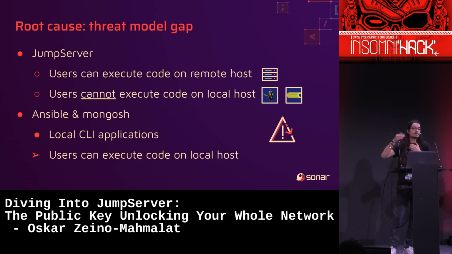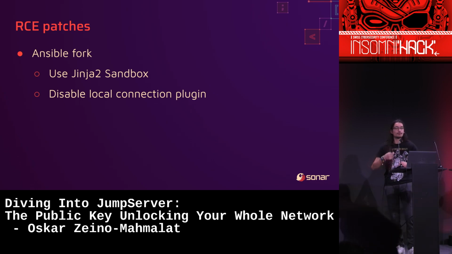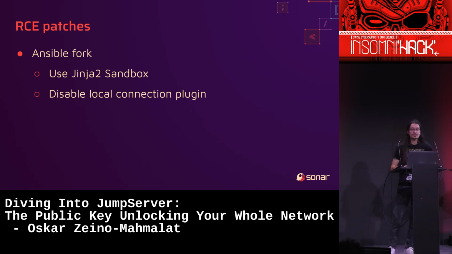So this is just a fundamental mismatch going on here. And of course, not a very easy thing to patch. But it turns out the JumpServer developers found a nice way to do it. They actually fork Ansible. Again, another fork, but it's a cool thing. So now they can use a sandbox instead of the classic Jinja 2 templating engine. And they can also disable the local connection plugin, which is used to run code on localhost instead of a remote host. So they just disabled this dangerous functionality here.